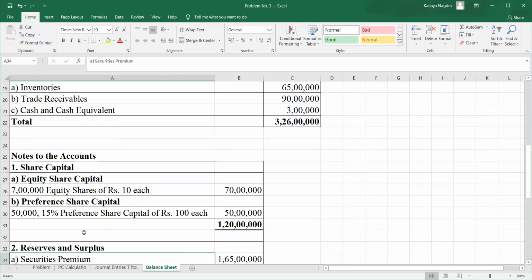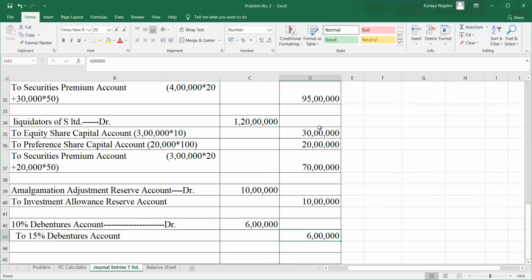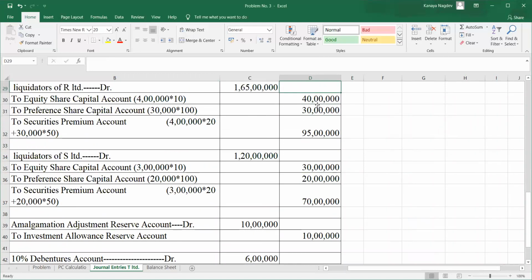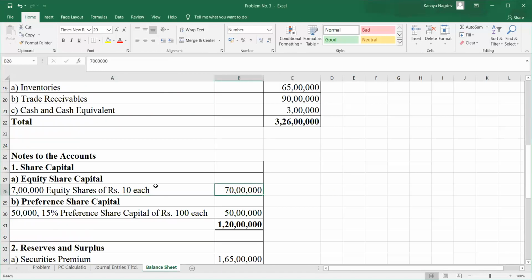So come to the notes to the accounts. 7 lakh. From where this 7 lakh we calculated, just refer your journal entries. Refer your journal entries, and from there you can see this 30 lakh plus this 40 lakh. 30 plus 40. That is total amount of equity capital is 4 lakh plus 7 lakh. Number of shares are 7 lakh. Amount of capital is 70 lakh. That only you are supposed to record in your balance sheet. Same for preference capital, 50 lakh, that is combined together of R Limited as well as S Limited. So 1 crore 20 lakh is our share capital.